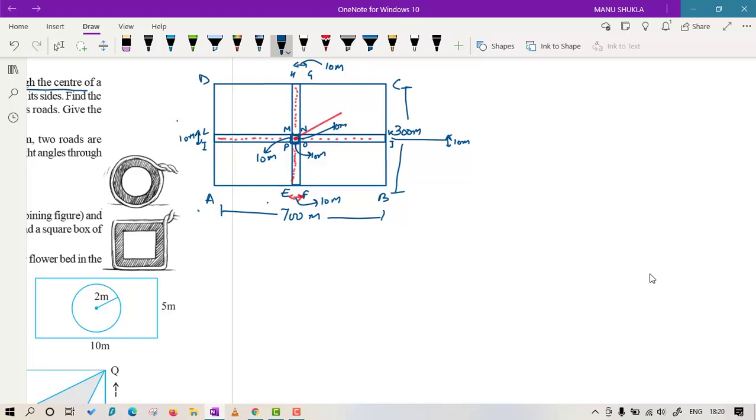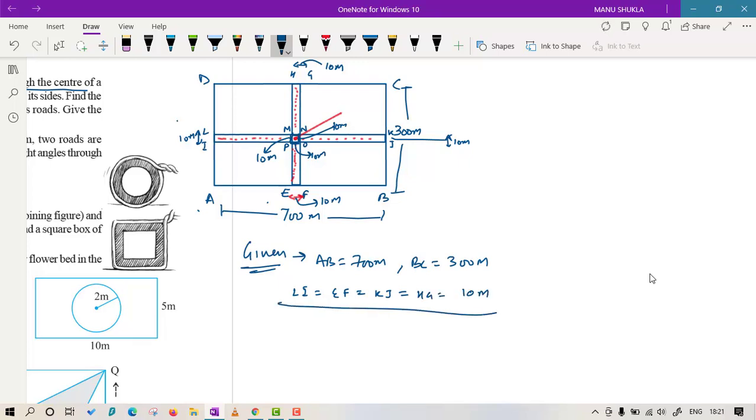So first, before that, I will write "given," where I will realize what is given to me. First, given to me is AB as 700 meters. Second thing given to me is BC as 300 meters. Third thing given to me is LI is equal to EF is equal to KJ is equal to HG is equal to 10 meters. This much was given, and now comes my part, or your part, where you will find the remaining things. How?